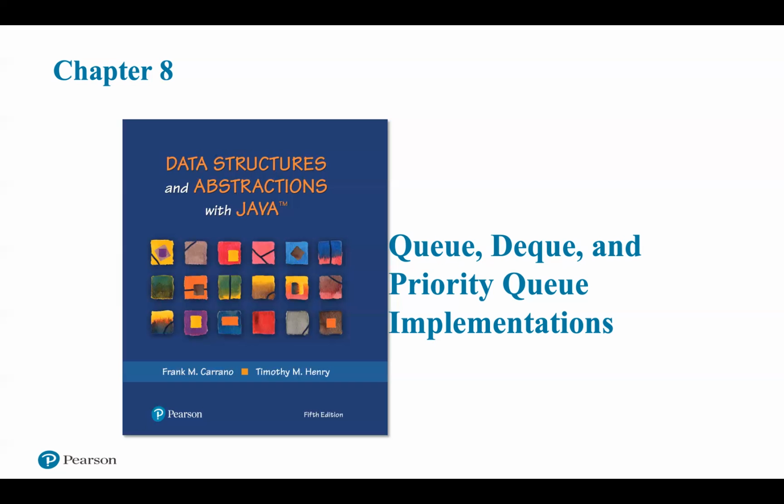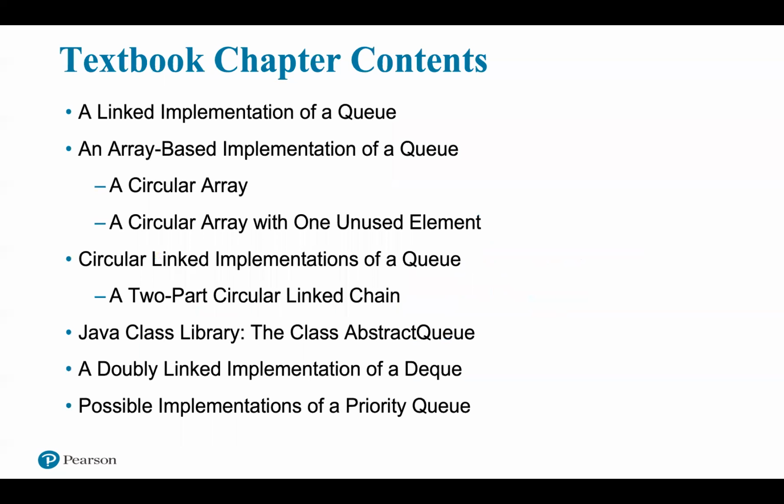Finally, we suggest some implementations of the ADT priority queue. We note, however, that a more efficient implementation will be possible when we encounter the ADT heap in chapters 24 and 27, and that's going to come later.